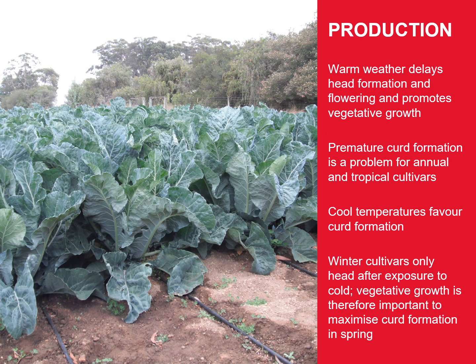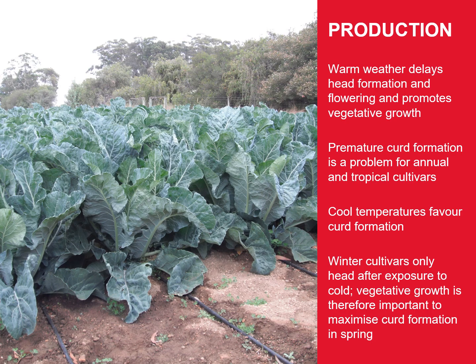Warm weather delays the head formation and flowering of cauliflowers and promotes vegetative growth. So premature curd formation is a problem for annual cultivars and tropical cultivars, where they're exposed to warm temperatures too soon, and this accelerates their growth and they begin to flower. Cool temperatures favour curd formation. So if an annual cultivar is grown, it's generally best if the summer isn't too hot.